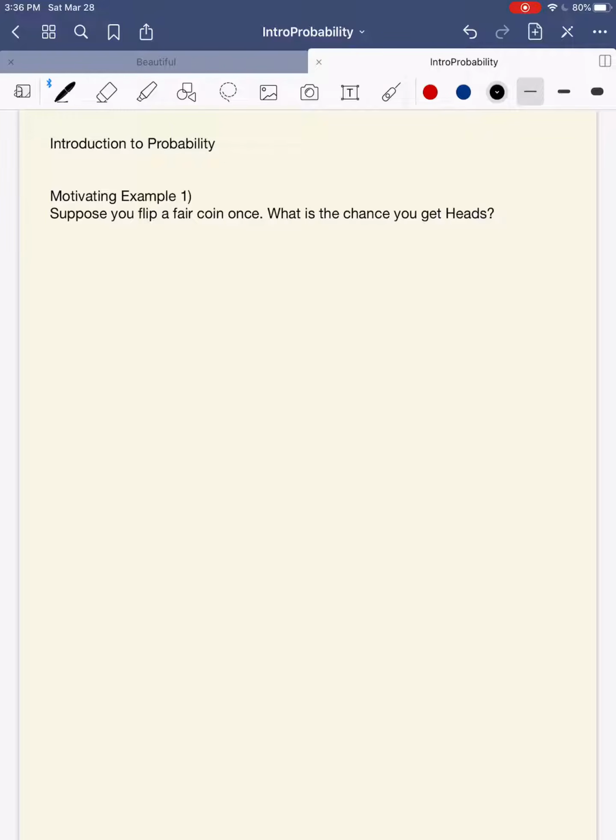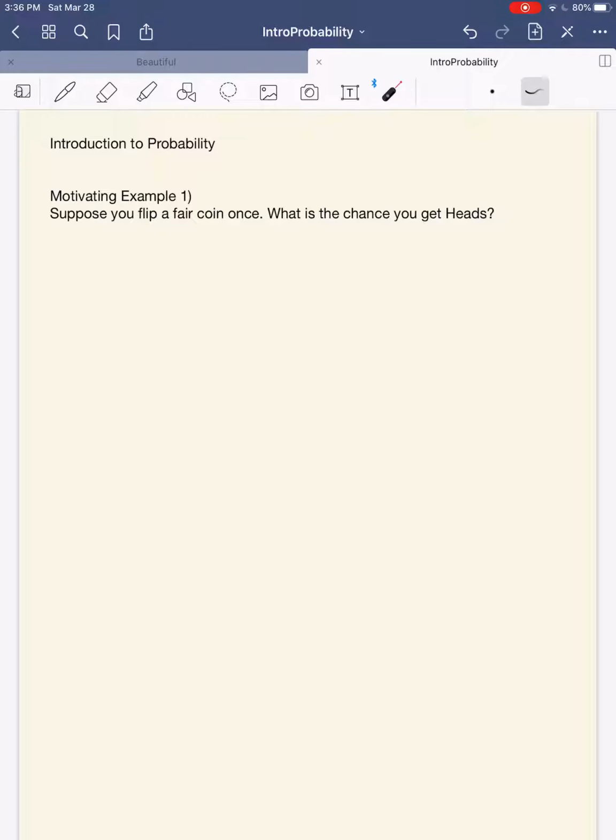We're going to start with a couple of motivating examples, showing you that your intuition about probability really matches up with the mathematics of probability. So our first motivating example: suppose that you flip a fair coin once. You take a coin and you flip it, right? And we want to ask ourselves, what is the chance that you get heads?